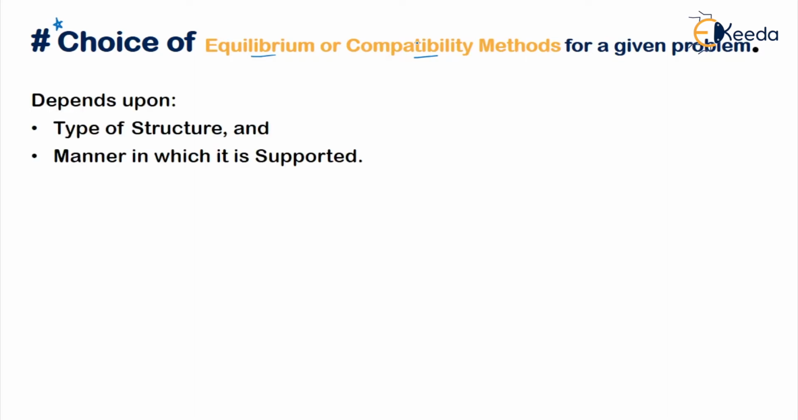The first point is the type of structure you are analyzing. And the second point is the manner in which it is supported. So how the particular structure is supported, based on that also you can decide whether you have to go for an equilibrium method or a compatibility method. To understand this better, let us take an example and see which method is more suitable.